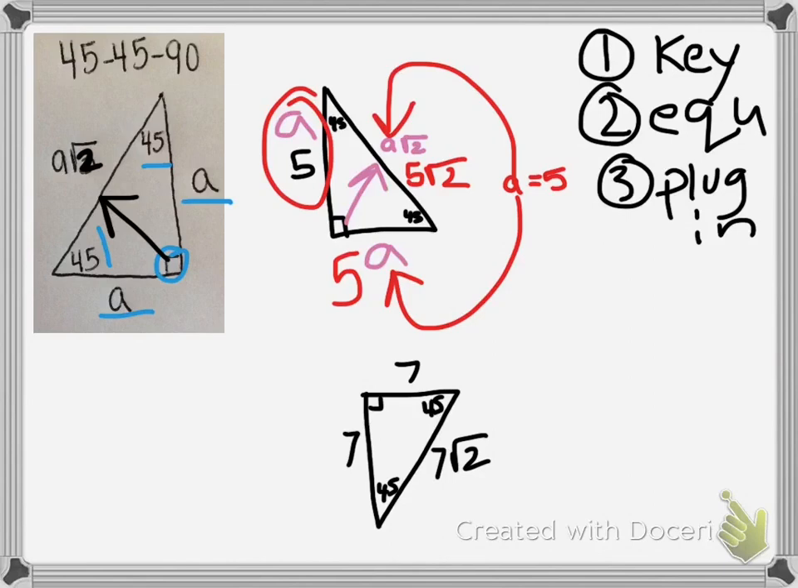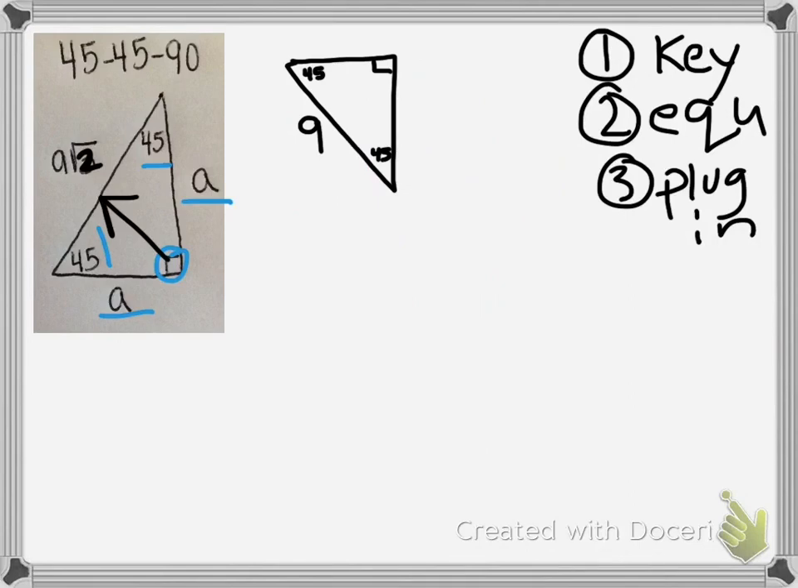They do get more difficult sometimes though, so we want to try one of those. All right, so here is a new one. We're going to follow our steps. First step is to write the key. So I'm going to find my hypotenuse. That's my hypotenuse, so these are my sides, A, and my hypotenuse is A root 2.